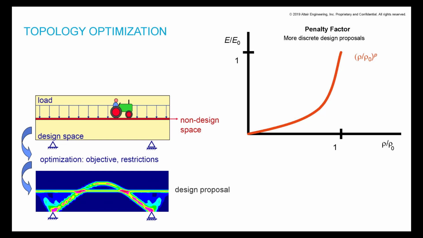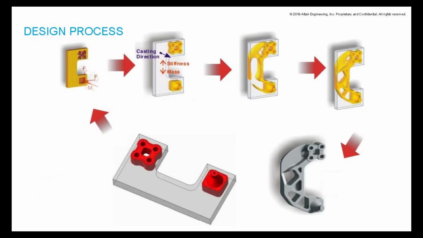To avoid intermediate densities and obtain more discrete design proposals, a penalization technique is used in which the stiffness of the material is assumed to not be linearly dependent on the density. The topology design process consists of the definition of available package space, boundary conditions, constraints, and formulation of the optimization problem, which is input into the optimizer. The results are interpreted and output to CAD.